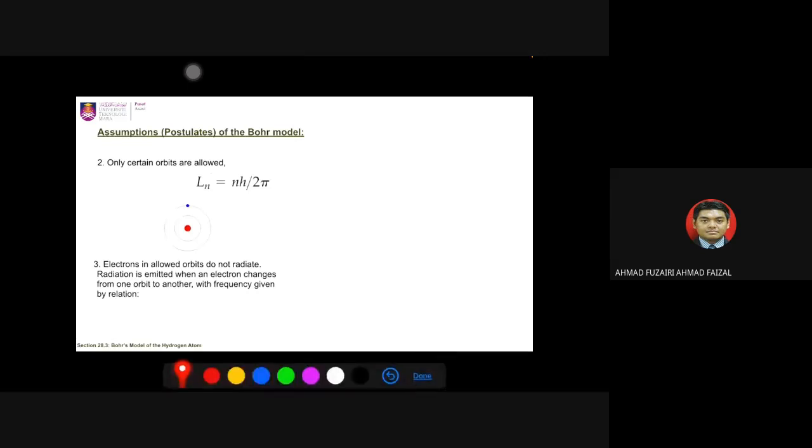As for the third assumption, electrons in allowed orbits do not radiate. Radiation is emitted when electron changes from one orbit to another with frequency given by relation ΔE equals hf. Electrons can change orbit by releasing energy or absorbing energy.